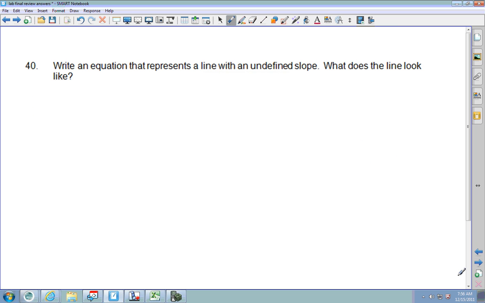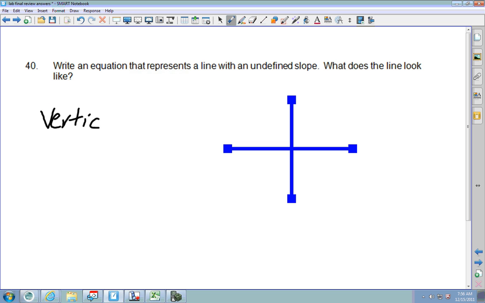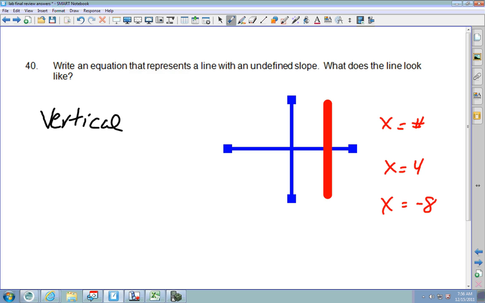Write an equation that represents a line with an undefined slope. Okay, undefined is going to be a vertical line. That line is going to be going up and down. And in this case, it will be x equals some number. So you could have x equals 4, x equals -8. It doesn't matter. You could have x equals 0. Any of those would work, but an undefined slope is a vertical line.